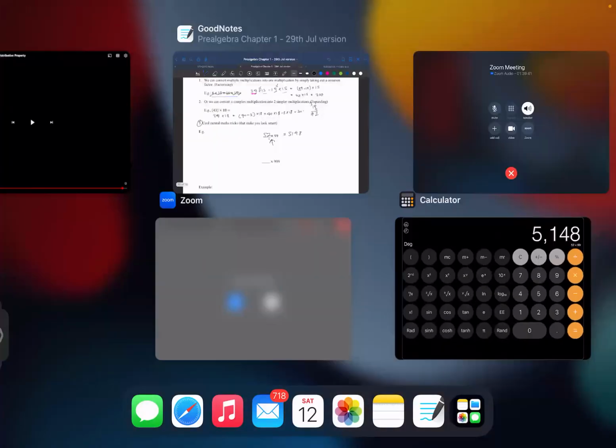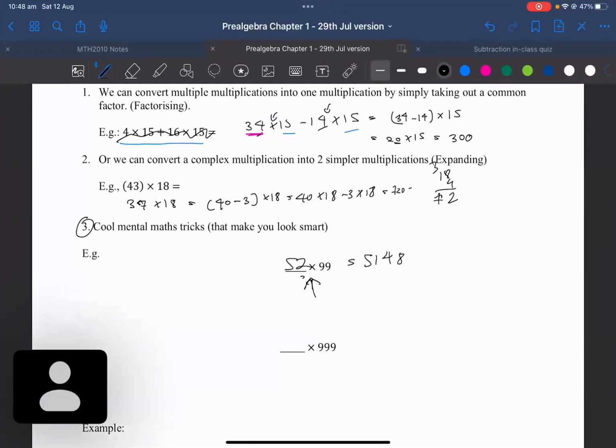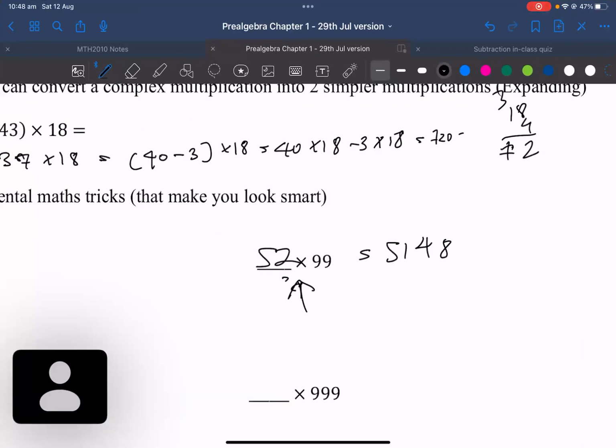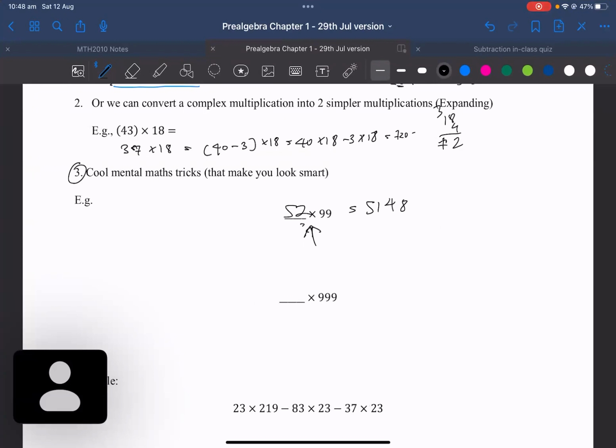How do I do it? So I got it correct, but how do I do it? Here is the second use of the distributive property. 99 is 100 times 1 minus 1. Right? So I didn't calculate 52 times 99 directly. There's no way I can do that.